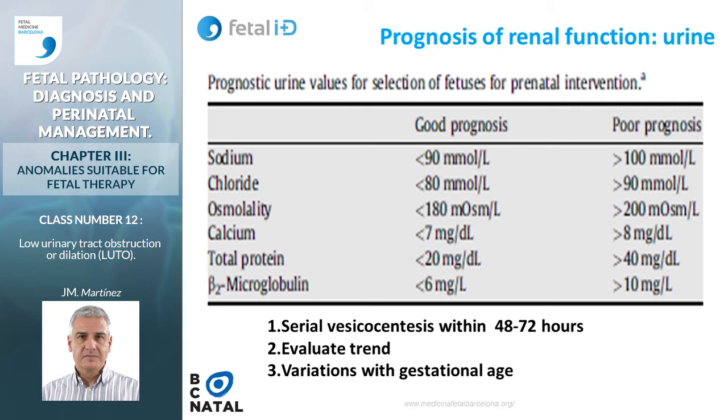obstruction. Additionally, if we evaluate the urine, it's important to perform serial vesicocentesis within 40 to 72 hours, so we can evaluate the trend of 3 serial vesicocentesis. It's more the tendency than a cutoff with a single puncture. We also have to remember the variations depending on the gestational age, as we mentioned before.